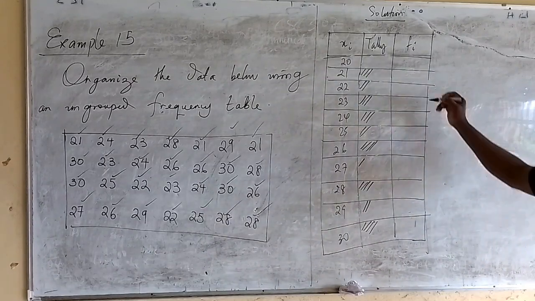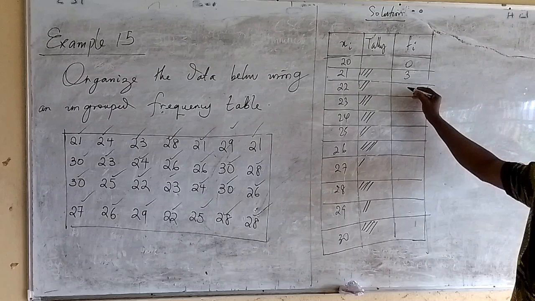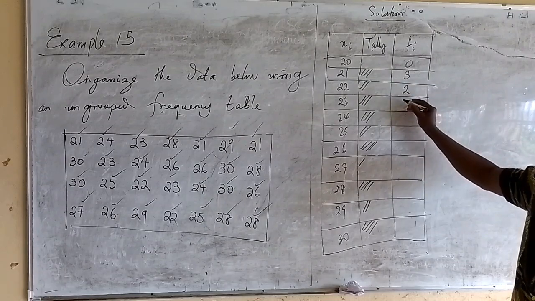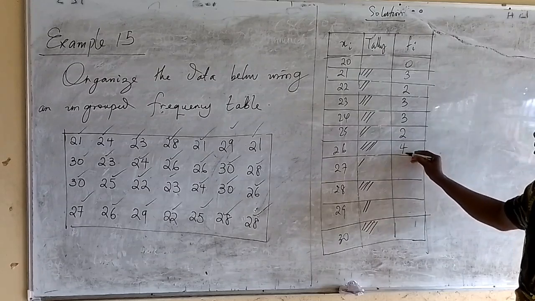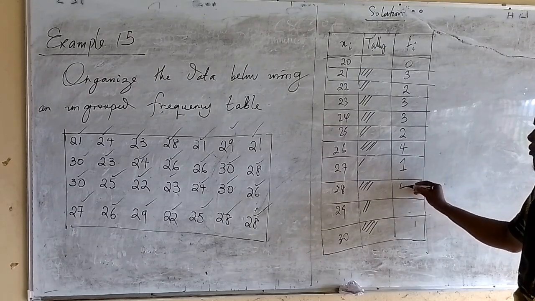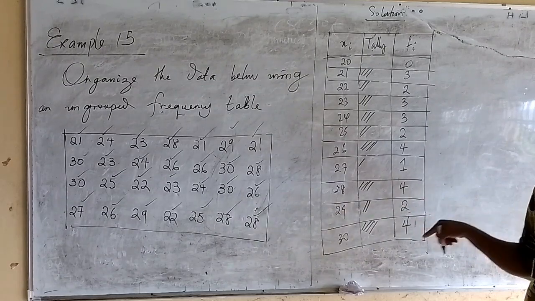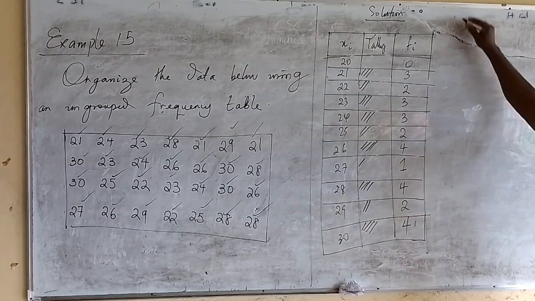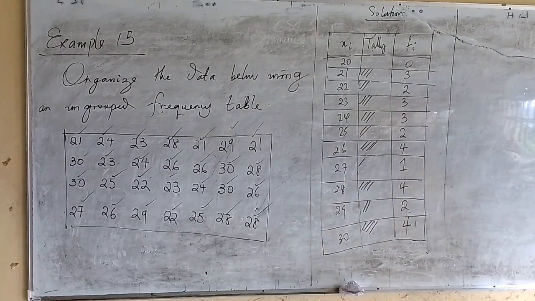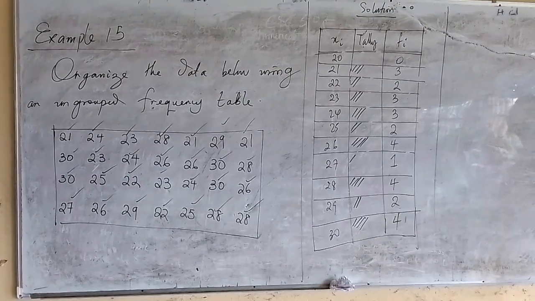I'll leave that blank. So it means the frequency of 20 is what? 0. This will be what? 3. This will be what? 3. I hope this is capturing the board. Okay. Now, doing this means you have organized the data using an ungrouped frequency table.